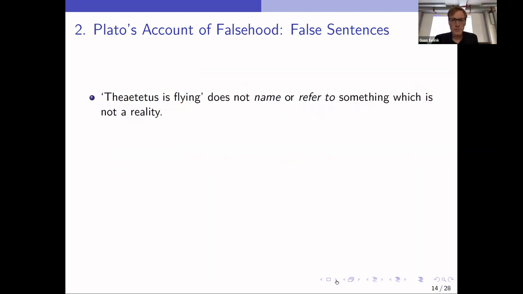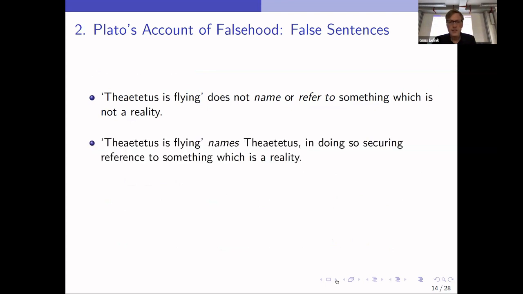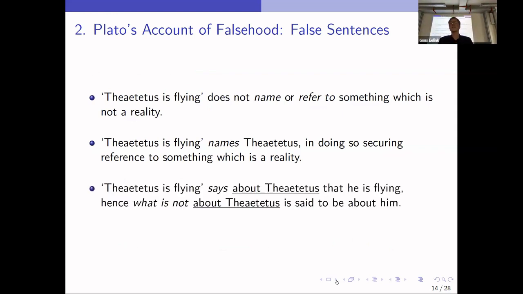Okay, so now some further important takeaways from this. I take it that the sentence "Theaetetus is flying" does not name or refer to something which is not a reality. What it does instead is that it names Theaetetus, and in doing so, it secures reference to something which is a reality, because after all, Theaetetus is a reality. And then it says about Theaetetus that he is flying. And hence what is not about Theaetetus is said to be about him. And this explains the sense in which it says what is not.